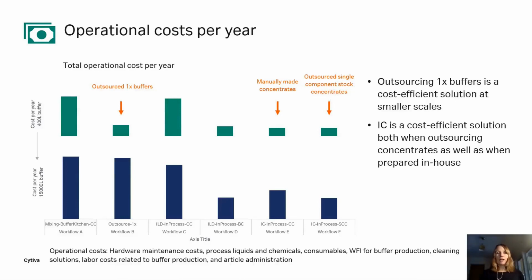Moving to the right on the graph, you have the inline conditioning and inline dilution alternatives. And you can see as scale goes up, inline conditioning and inline dilution prove to be cost-efficient solutions. If you choose to outsource the concentrate for inline dilution or the stock solution for inline conditioning, the operational costs are equivalent. If you instead want to prepare your concentrate or stock solutions internally or manually at your site, then inline conditioning is proven to be more cost efficient. This you can see if you compare workflow E with workflow C.